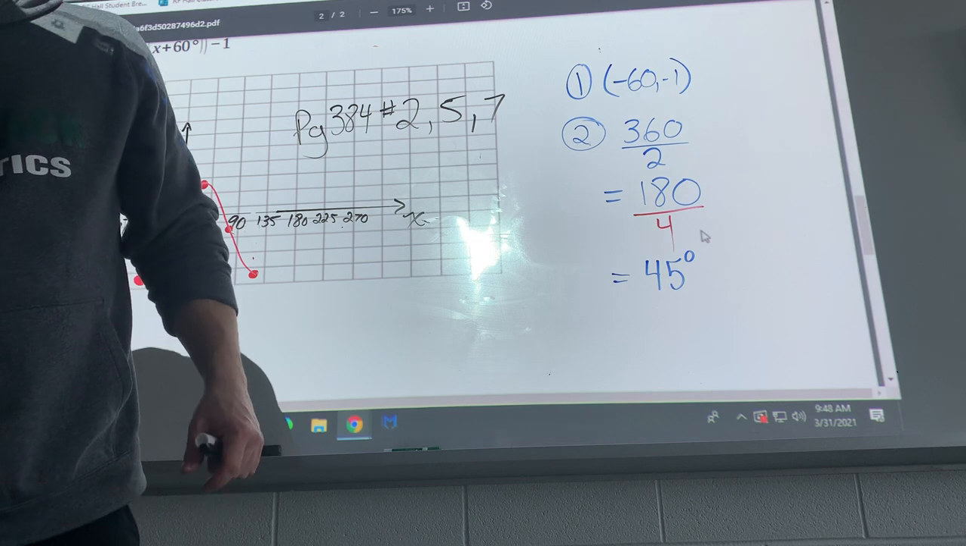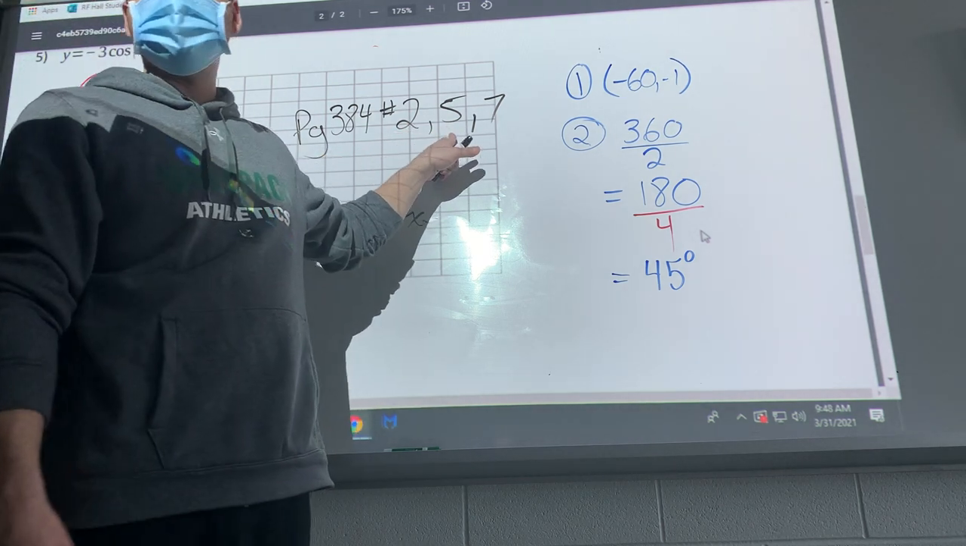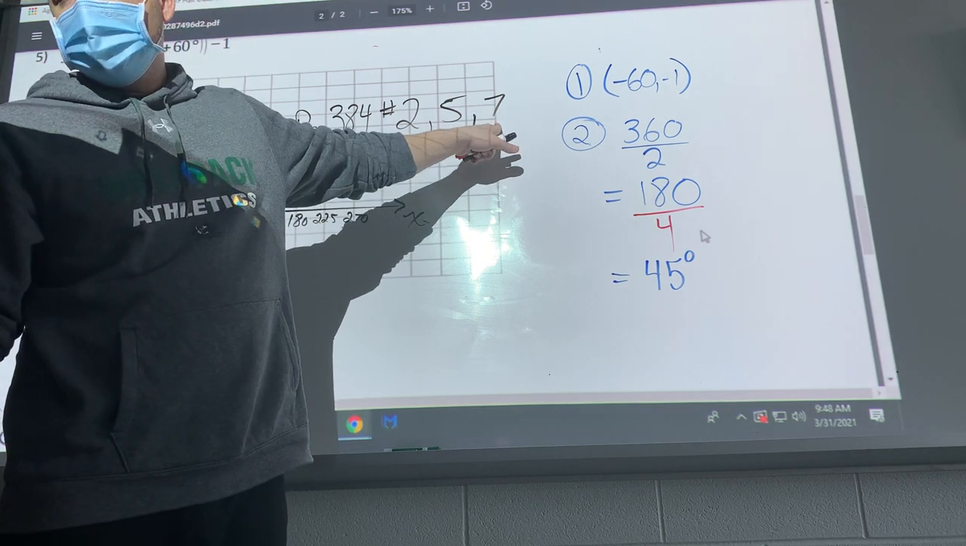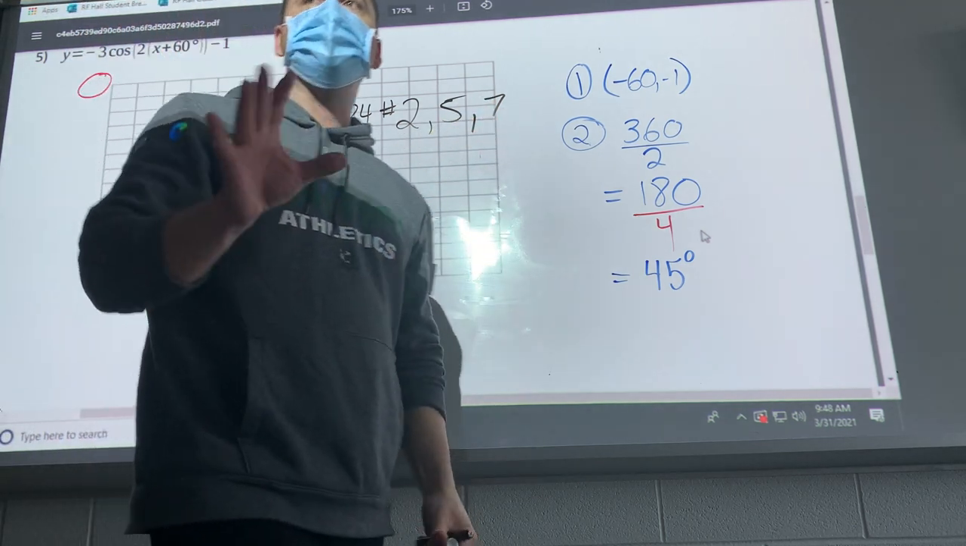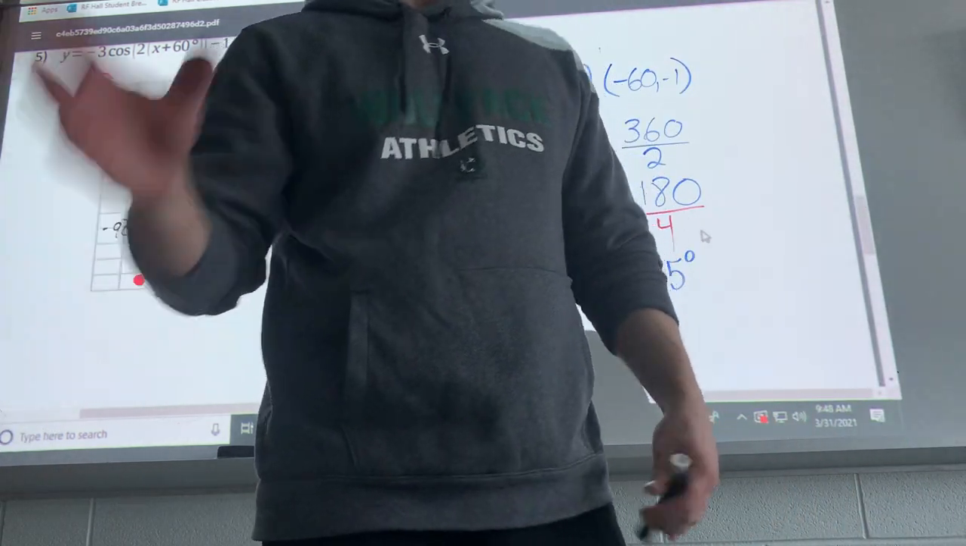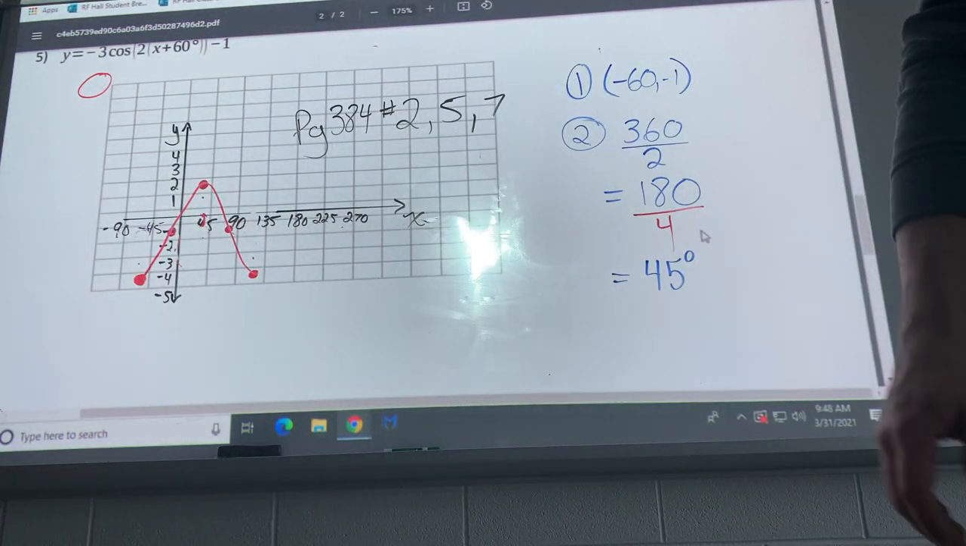Number 2 is a graph, number 5 says match. Match the equation and the graphs. And then 7, there are 6 graphs there, so just do the graphs. Don't do any of the prediction parts. Just sketch the graph. Good?